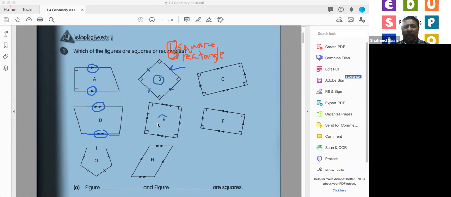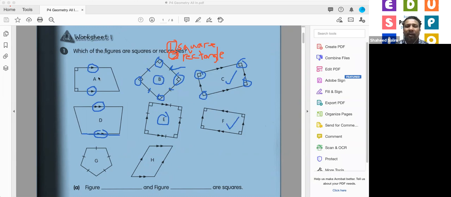One more is E, a square. B is a square, E is a square. All 4 sides the same, and they must have 90 degrees. 90 degrees, 90 degrees, 90 degrees, 90 degrees. All right, rectangle. Rectangles have 90 degrees also, but the sides may not be of the same length. These two are the same length. These two are the same length. So you have C, rectangle, F, rectangle.